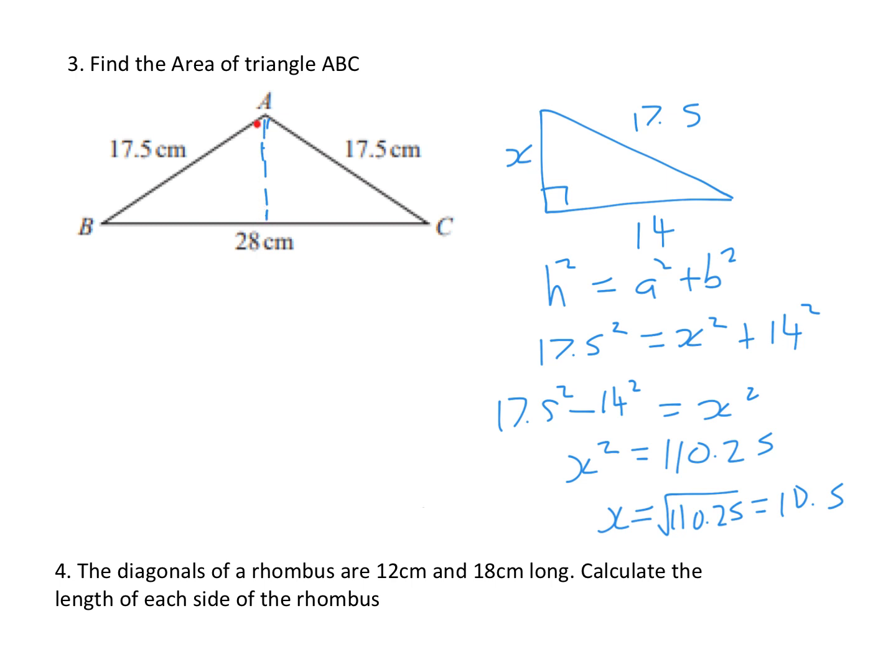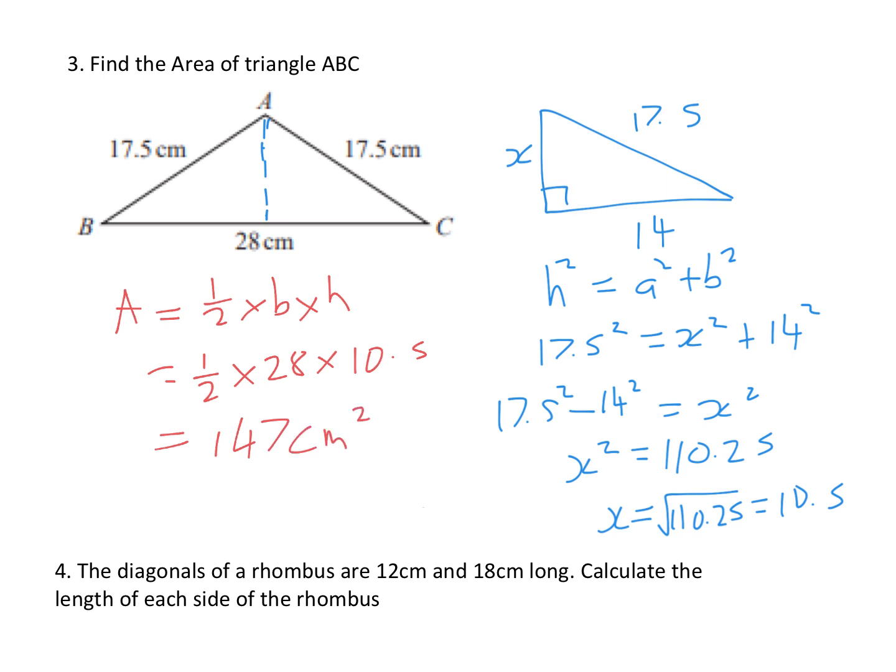This here is 10.5. So if I'm going to find the area of that triangle, it's half times the base times the height. The base is 28, so half times 28, which is 14, and then multiply by the height 10.5, and you get 147. That will be centimeters squared because it's an area.